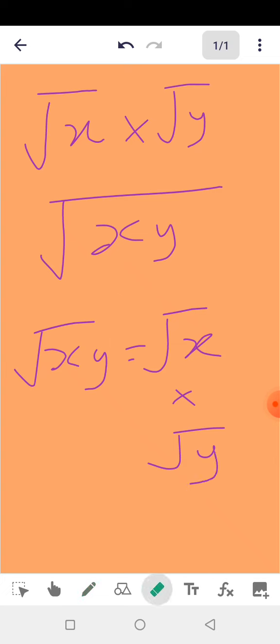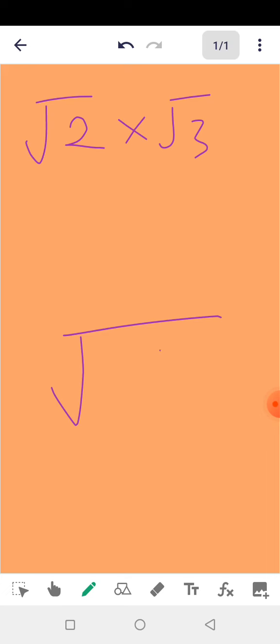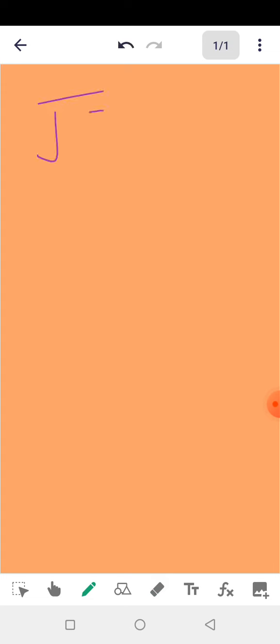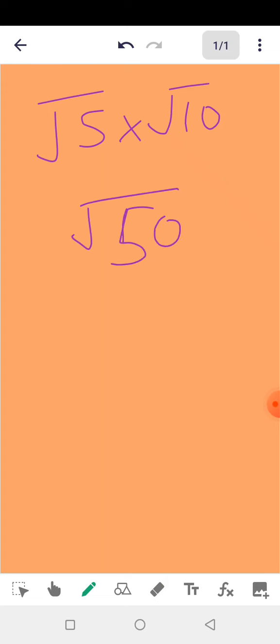So let's say, for example, I have square root of 2 times square root of 3. This whole expression can be written as square root of 2 times 3, which is square root of 6. And if I have, say, square root of 5 times square root of 10, I can write this whole thing as square root of 50. All right, so it's square root of 50. Simple, right?